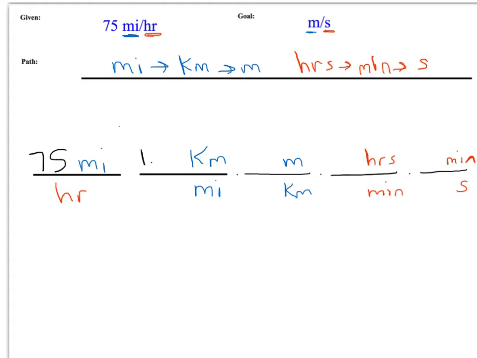Kilometers and miles, there's 1.61 kilometers in a mile. Meters and kilometers, there's 1,000 meters in a kilometer. Hours and minutes, 1 hour is 60 minutes. And minutes and seconds, 1 minute is 60 seconds.